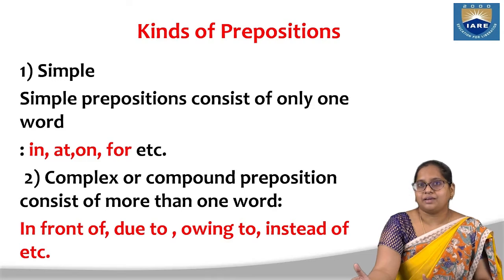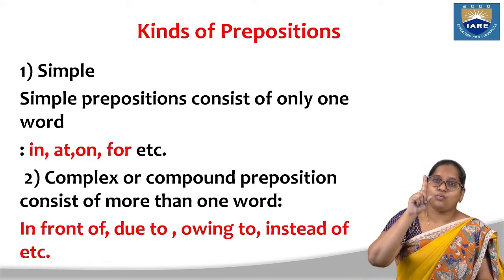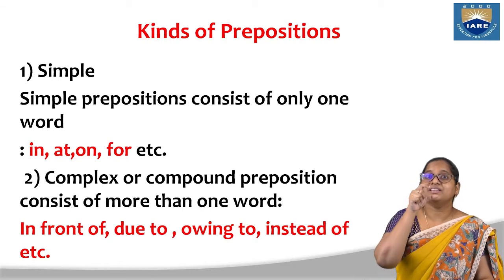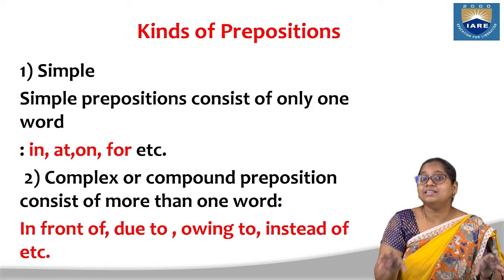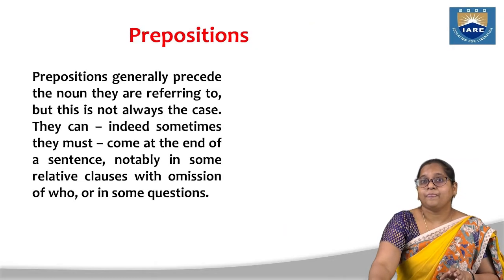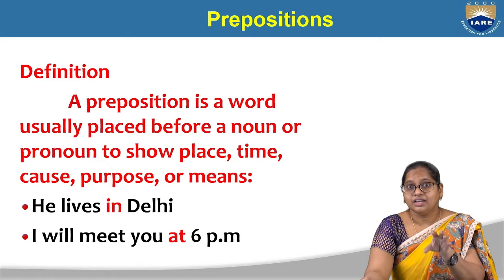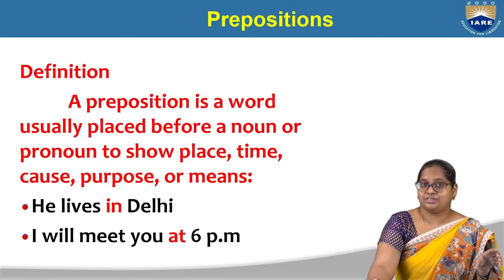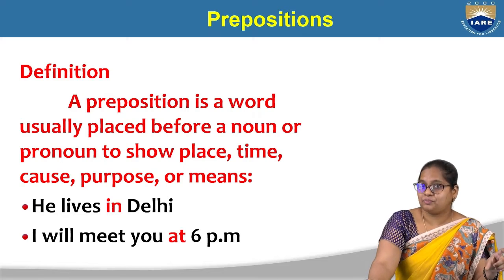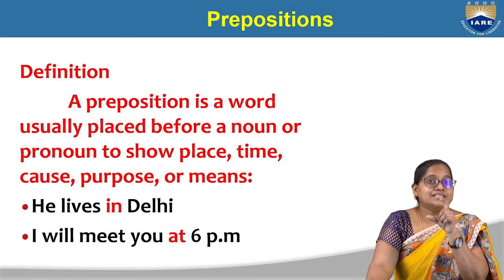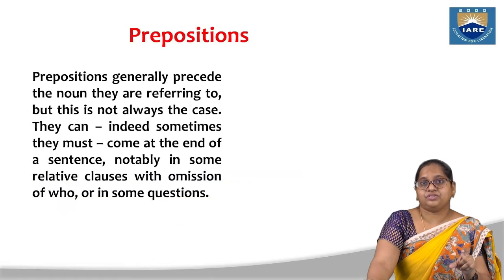Now, the first type or kind is simple prepositions. What are these simple prepositions? They are of only one word. Do you remember in the previous slide we saw "he lives in Delhi"? Here we used a single word preposition. So this is called a simple, one word preposition, right?